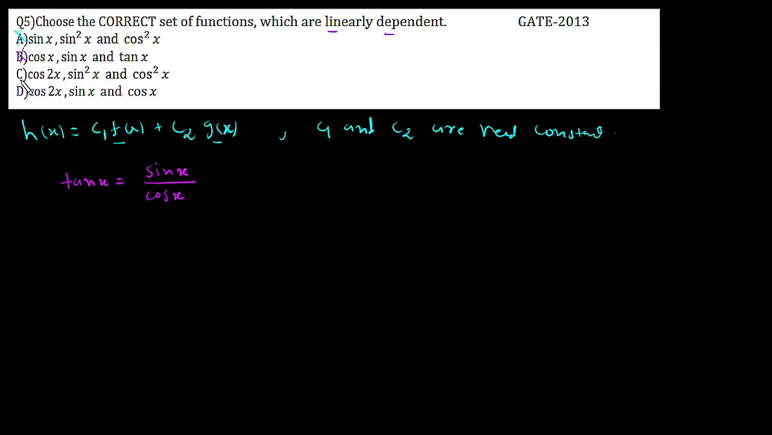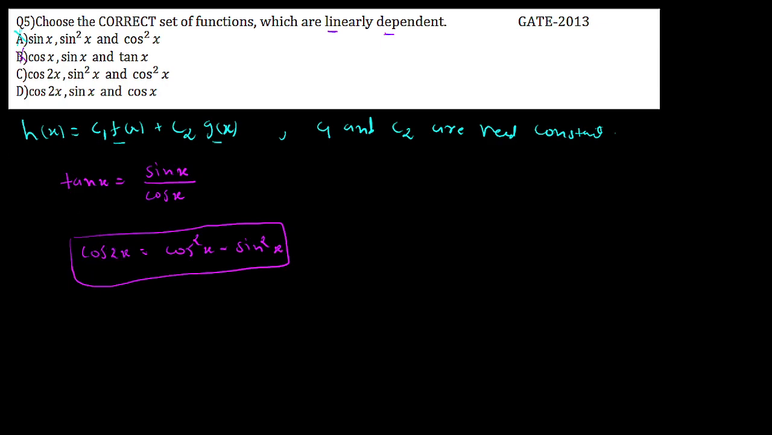Now let's move to option C. Option C has three functions which are cos 2x, sin square x, and cos square x. If you remember the formula for cos 2x, let's write it here: cos 2x equals cos square x minus sin square x. It is a half angle formula because the angle is reduced by half. Here the angle is 2x, and on the right hand side it is simply x. So this is the relation.